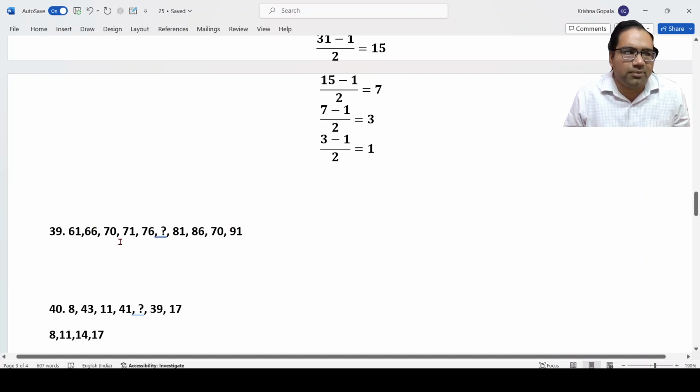It is going like this. Every third number is 70. Other numbers are increasing by 5.